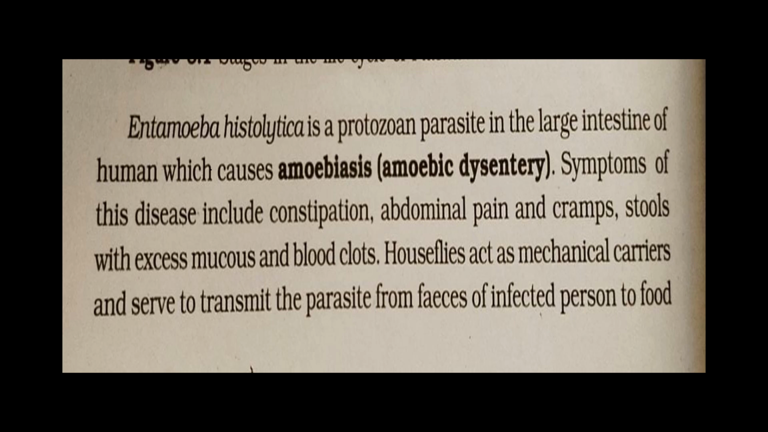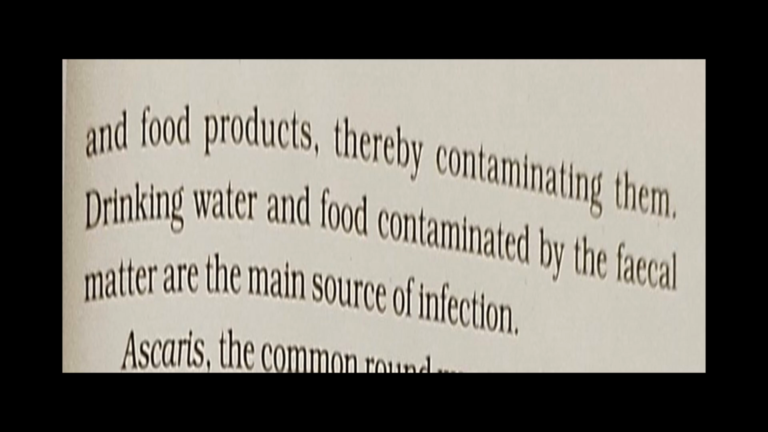Entamoeba histolytica is a protozoan parasite in the large intestine of humans which causes amoebiasis, amoebic dysentery. Symptoms of this disease include constipation, abdominal pain and cramps, and stools with excess mucus and blood clots. Houseflies act as mechanical carriers and serve to transmit the parasite from the feces of an infected person to food and food products, thereby contaminating them. Drinking water and food contaminated by fecal matter are the main sources of infection.